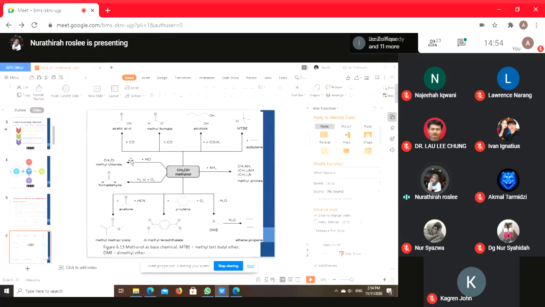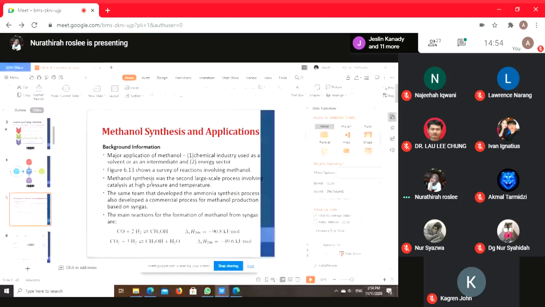Methanol synthesis was the second large-scale process involving catalysis at high pressure and temperature. The same team that developed the ammonia synthesis process also developed a commercial process for methanol production based on syngas. This is the main reaction for the formation of methanol from syngas. The formation of methanol is a reversible exothermic reaction, where heat is released to its surroundings, and both of these reactions are slightly exothermic.